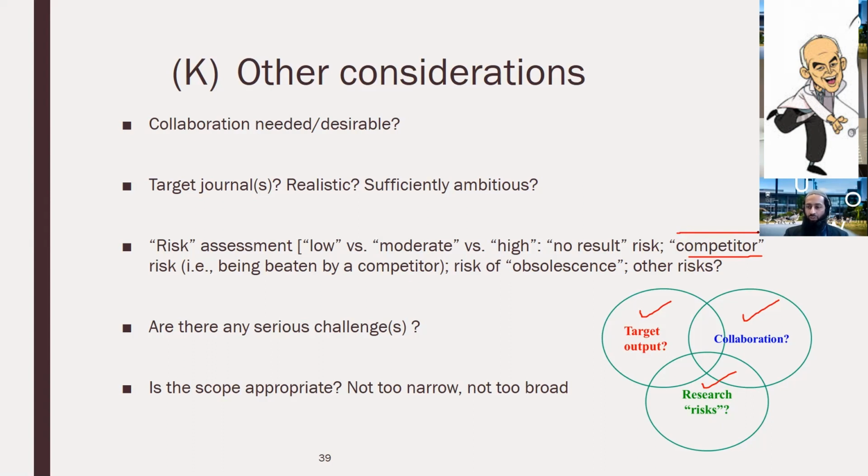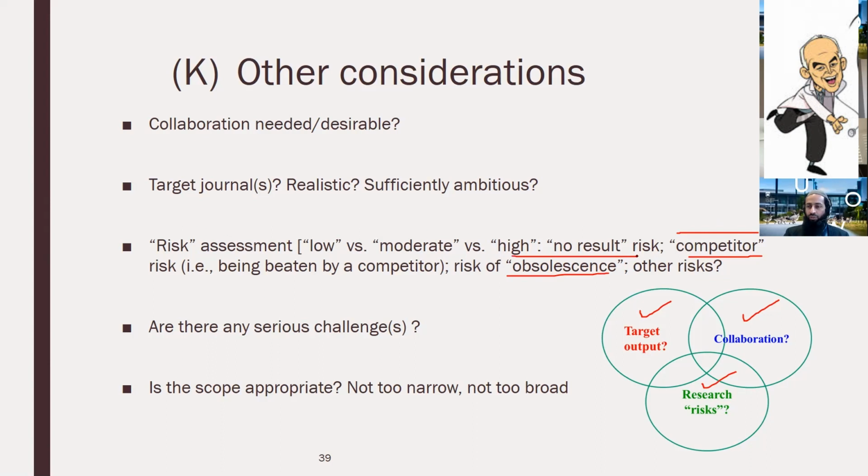So you have to ensure that you don't run into that competition risk. And sometimes if you're doing research on sustainable development goals, then everyone is working on that. So do you have a high competitor risk, low competitor risk, or no competitor risk? Then there is the risk of obsolescence: are you picking a research project that is too old, that may be obsolete?